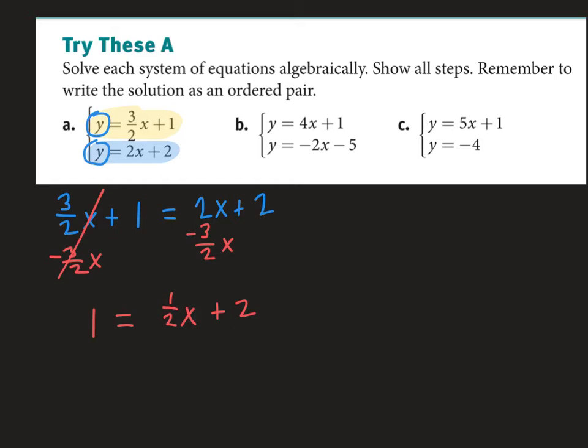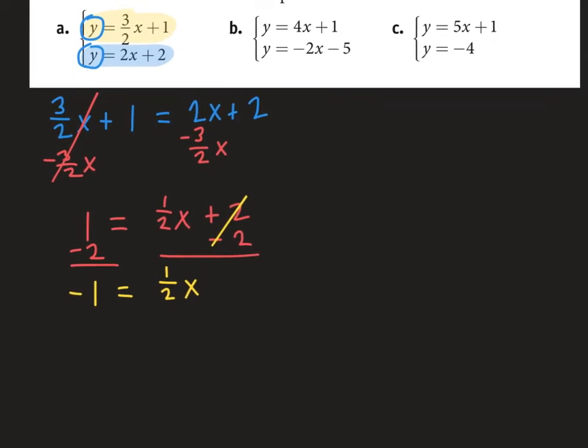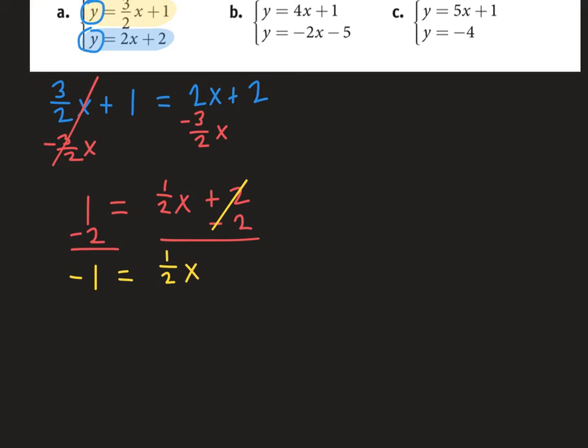plus 2. And then we can start getting x by itself. We'll subtract 2 from both sides. Okay, so that'll cancel. And then 1 minus 2 is negative 1. Negative 1 equals 1/2 x. Let's see if we can move this up a little bit. There we go. And then to get rid of the 1/2, we have two options. We can either divide both sides by 1/2, but remember, dividing by a fraction is the same as multiplying by the reciprocal. So I'm going to just multiply by 2.